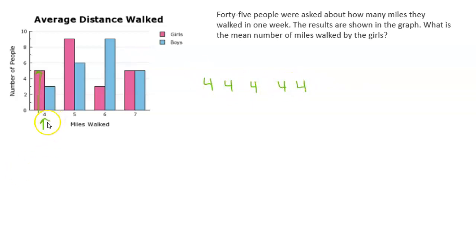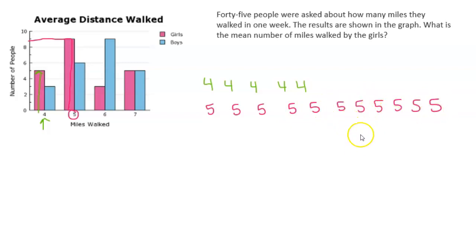Okay. Now let's do this one. How many girls walked 5 miles? So go all the way up, and it looks like 11 of them did. So we have 1, 2, 3, 4, 5, 6, 7, 8, 9, 10, 11. Lots of numbers. Okay. How many girls walked 6 miles? So follow this over. It looked like 3 girls did.